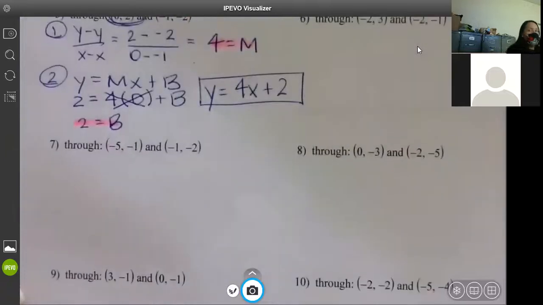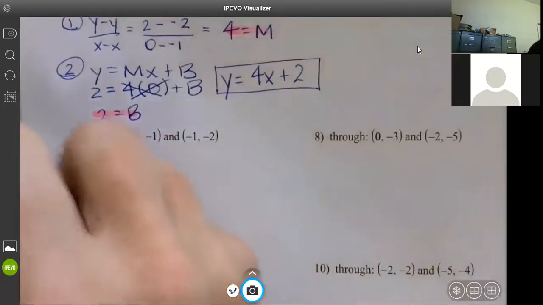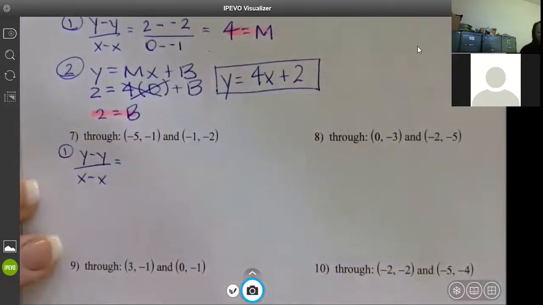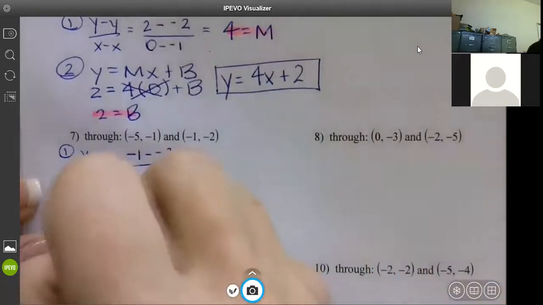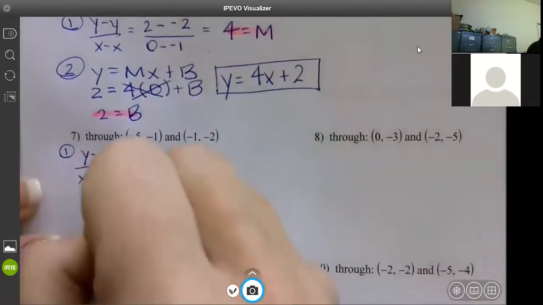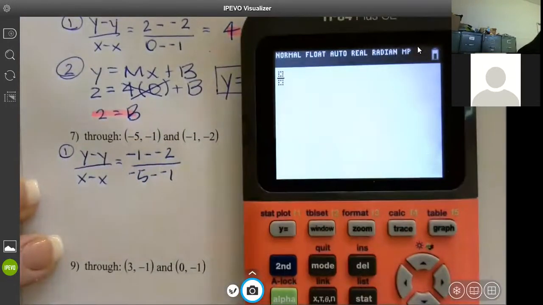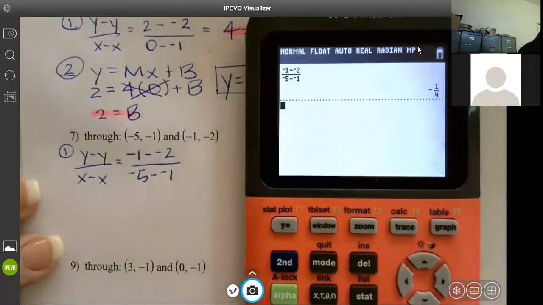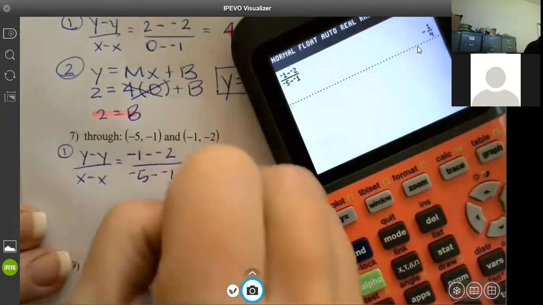Okay, so now what we're going to do is do 2 more. That'll give us fractions, okay? So you guys can see how we work on fractions. So we're going to do the same steps. The only thing is it's going to give us a fractional slope. So what are my 2 y's on this one? -1 minus -2. What are my 2 x's? -5 minus -1. Put them in your calculator. Alpha y equals -1 minus -2, -5 minus -1. I got -1/4, which is perfectly fine. That's my m.